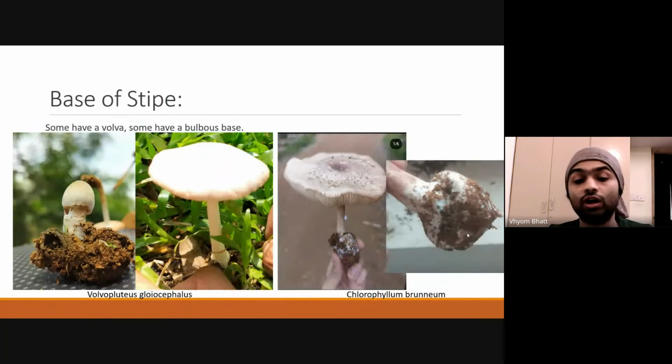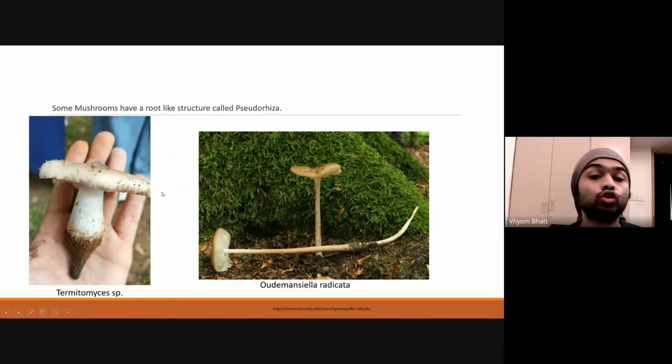So then there are egg volvas, there are bulbous bases, and then there are pseudorhizas. What is that? They are root-like structures which go into the mud from where the mushroom is emerging. Termitomyces species have pseudorhizas. I saw Arun Kumar sir's presentation, and sir explained how this is a very important feature in identifying the base. By the base of the Termitomyces, the type and color of the pseudorhiza, you can figure out what species it is in the genus Termitomyces. Then, good to capture it.